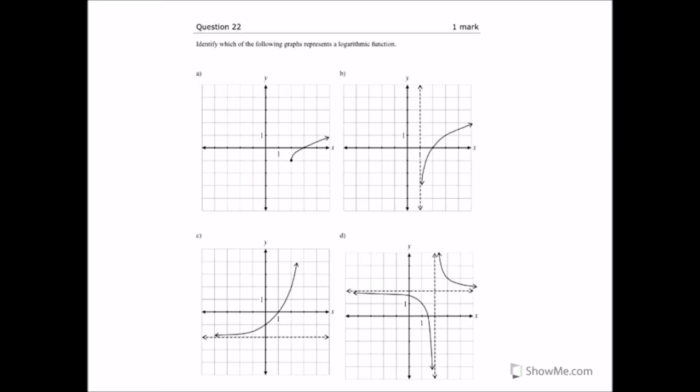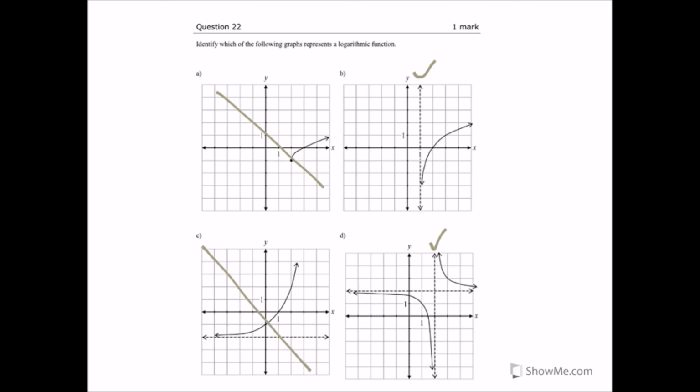And question 22, because I forgot to put it in order, identify which of the following graphs represents a logarithmic function. Okay, that's a good question. So we definitely need a vertical asymptote because we know we can't take the log of a negative. So right there we've got this one and this one. This is no good. That looks like a root function. This looks like an exponential function.